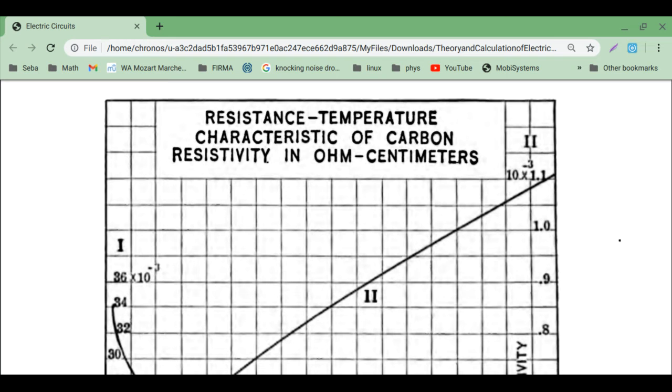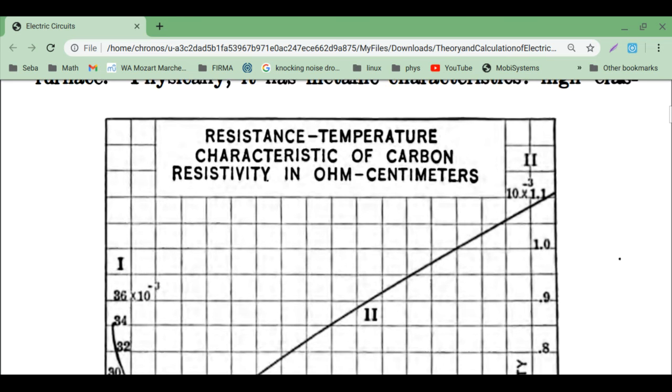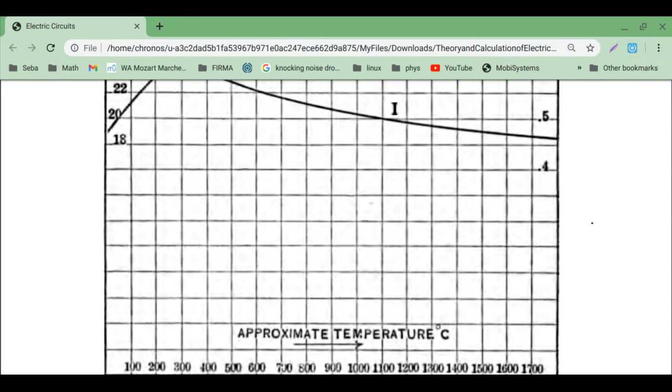Resistance-temperature characteristic of carbon: resistivity in ohms per centimeter versus approximate temperature.